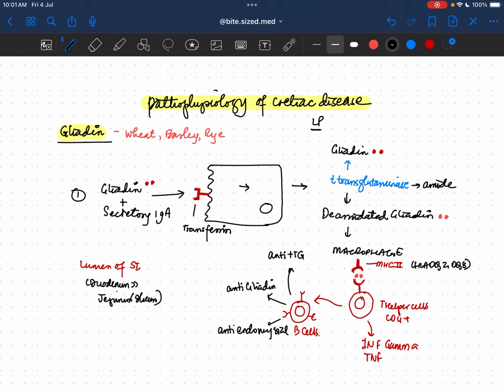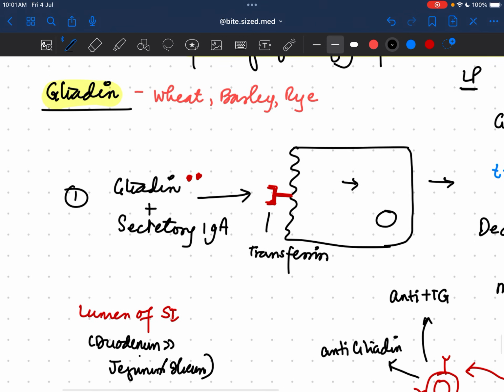Usually, these foods containing gluten are wheat, barley, rye, etc. So when you eat gluten, the gliadin component of the gluten reaches up to the small intestine. And when you look at the involvement, it's usually mostly in the duodenum, but of course, jejunum and ileum are also involved, but it's mostly in the duodenum, because of which, when we biopsy patients with suspected celiac disease, it is usually done from the duodenum through endoscopy.